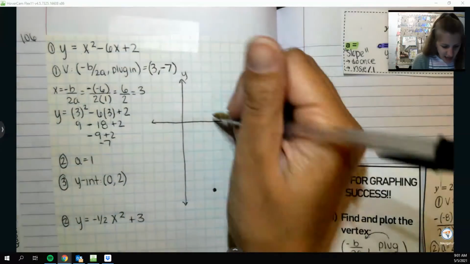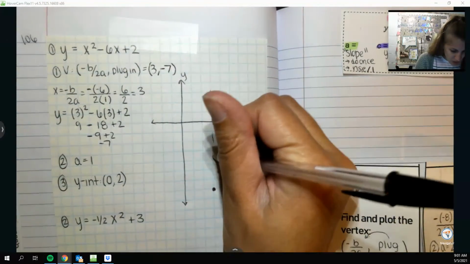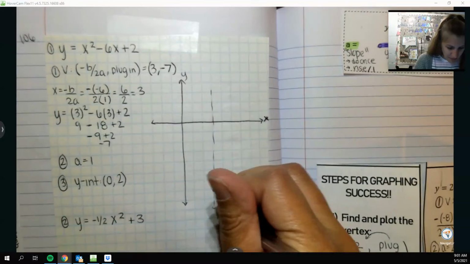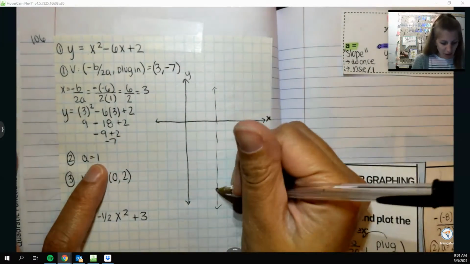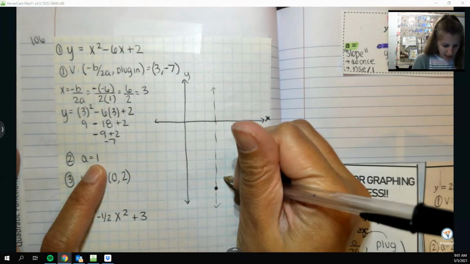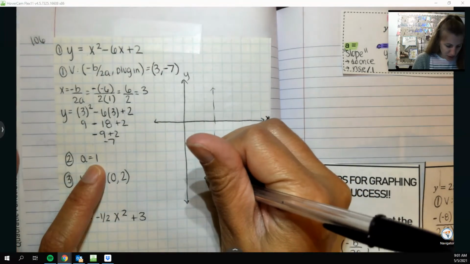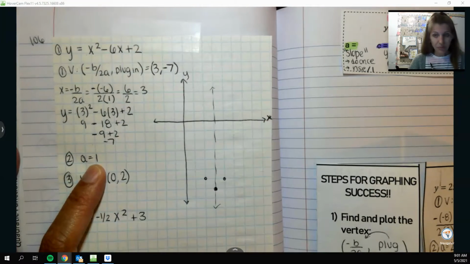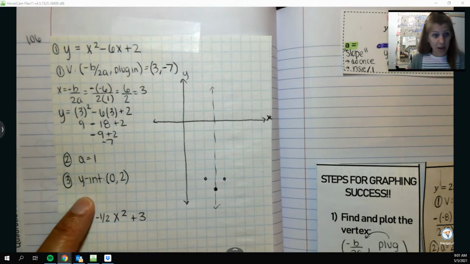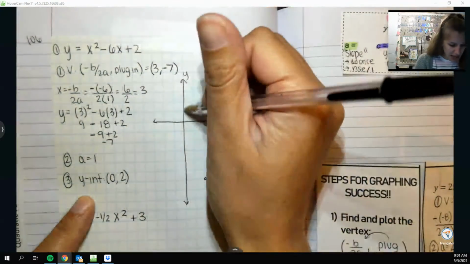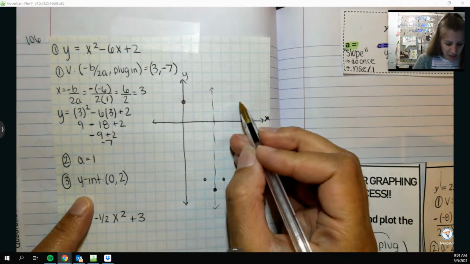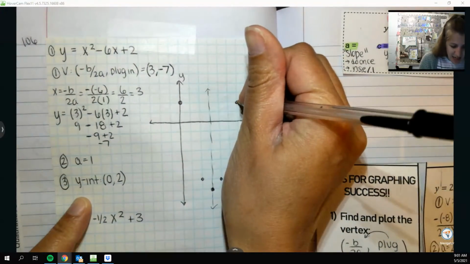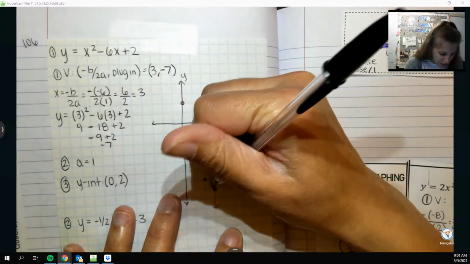From there, my axis of symmetry will go through that vertex point. And that's a nice guide because when I do my slope of up 1 over 1, I can flip it over and put it on the other side. Also, when I go plot my y-intercept at 0, 2, I can flip that over and put it on the other side and get such a nice looking parabola here.